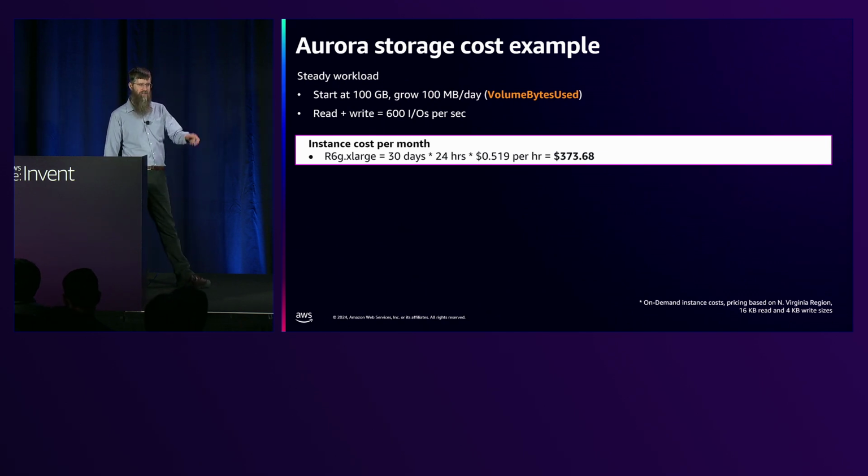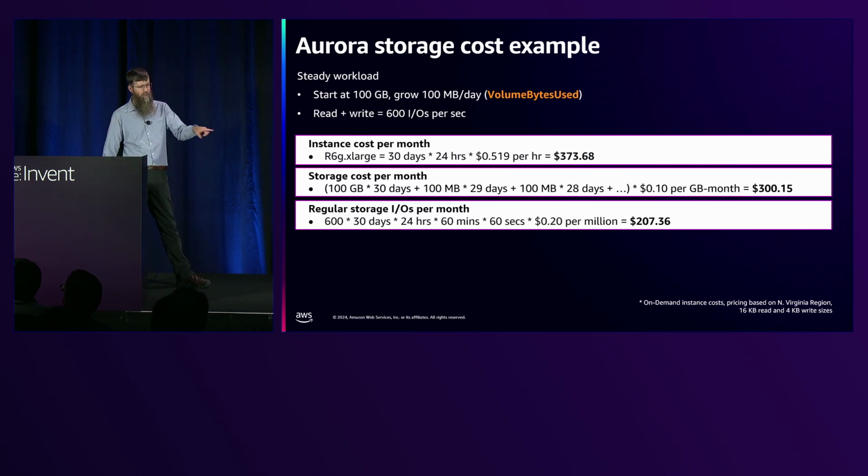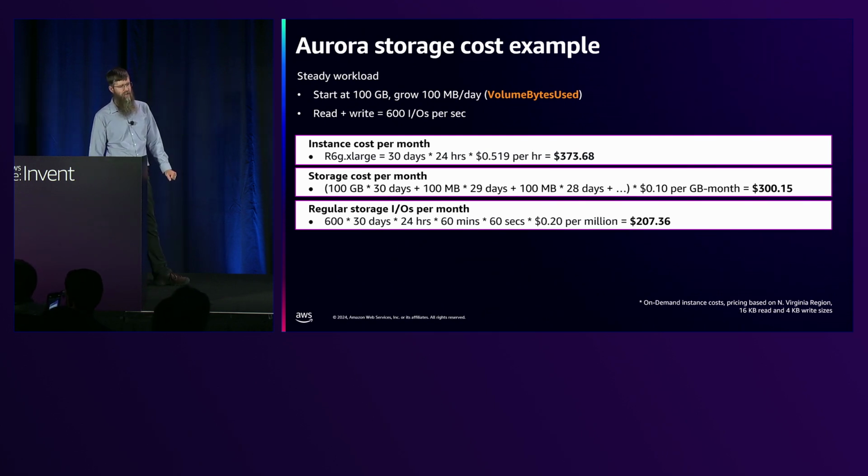And their base load reads and writes is 600 I/Os per second. Okay, so what does that look like? That looks like 600 times 30 days, 24 hours and all of that, comes out to about $207. Now storage cost, that gigabytes cost per month, you can see a bit of complicated maths there, it's not too scary. 10 cents per gigabyte month, counting out that base size, plus the growth, plus the growth, plus the growth, gives you about $300 a month, okay?